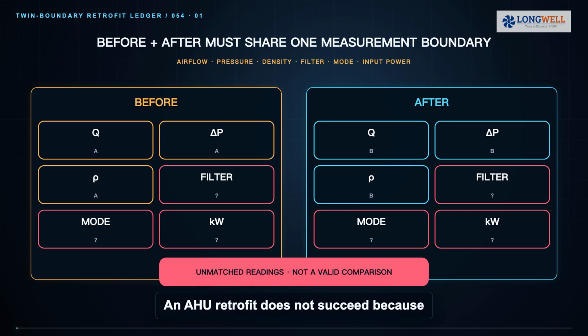An AHU retrofit does not succeed because the old fan disappears and an EC fan wall appears. It succeeds only when the same air handling duty is delivered with verified improvements. Before and after must therefore mean the same airflow boundary, the same pressure boundary, comparable air density and filter condition, a documented operating mode, and measured electrical input. Without that common boundary, two power readings tell no honest story.